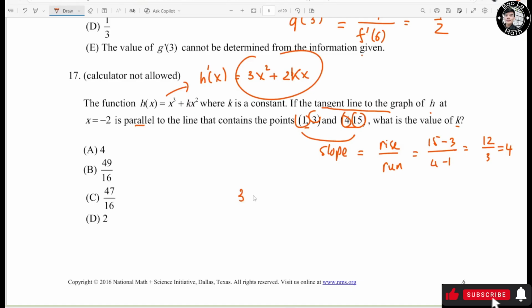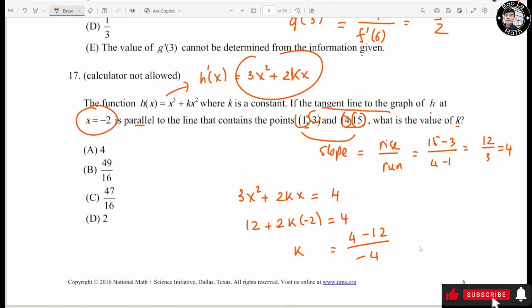So we have 3s squared plus 2ks equals 4, but s equals negative 2 right here. So we have 3 times negative 2 squared, which is 12, plus 2 times k times negative 2 equals 4. So k equals 4 minus 12 divided by negative 4, because 2 times negative 2 equals negative 4. So negative 8 divided by negative 4 is 2. The answer must be D.